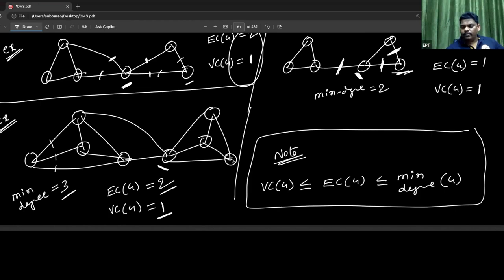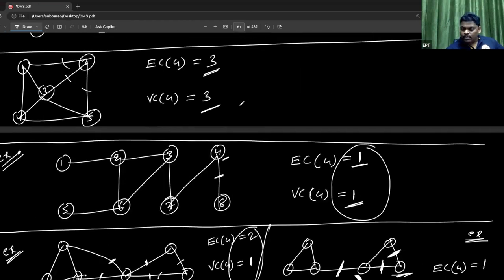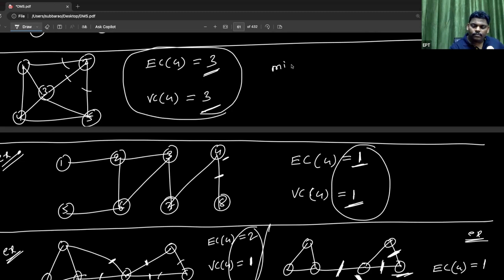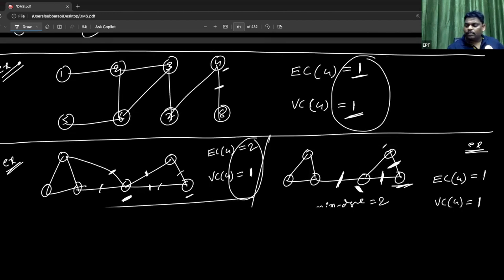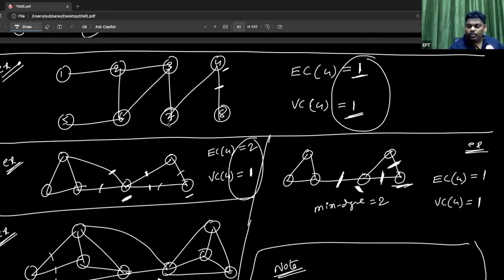See, all the examples I gave. Sometimes people ask, sir, why have you written equal? Sometimes it is equal. If you want, you can check here. Minimum degree is also 3 here. Right? Here, if you observe, the min degree is 1.